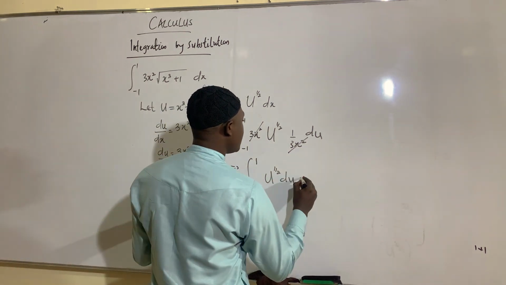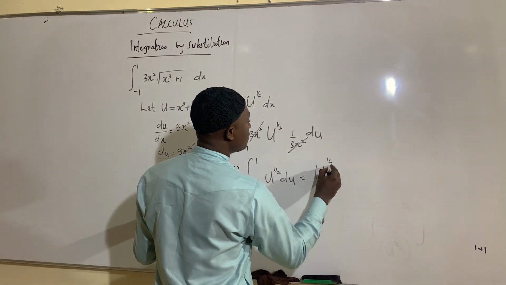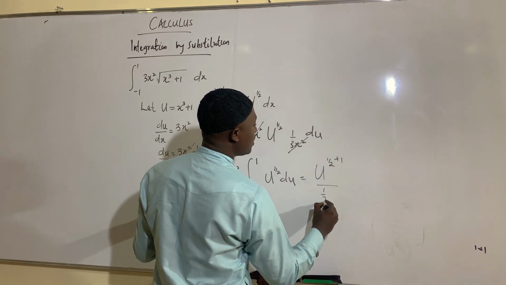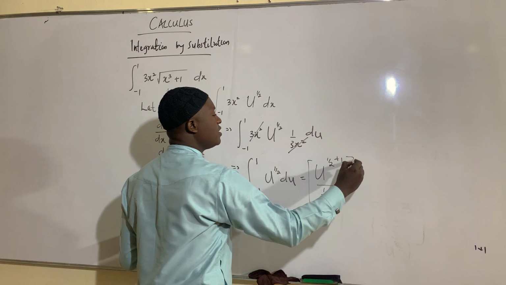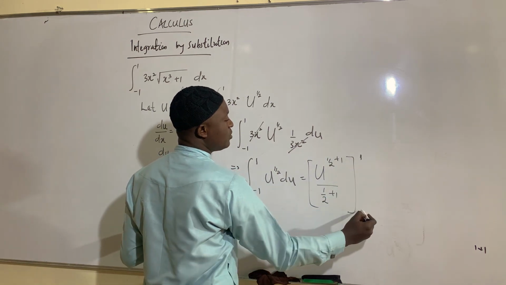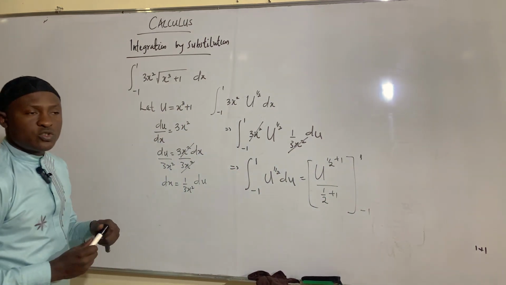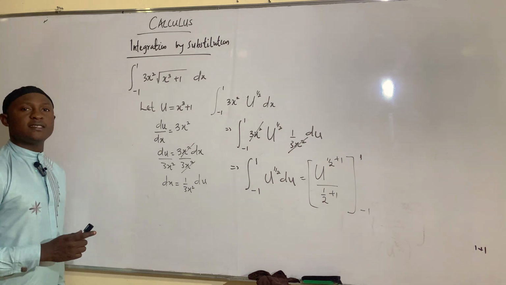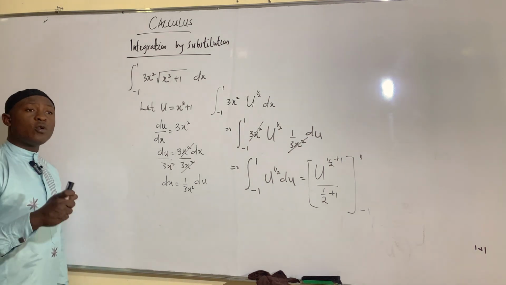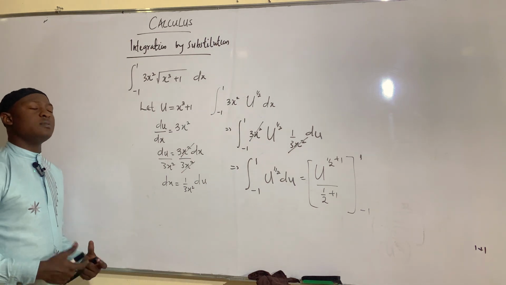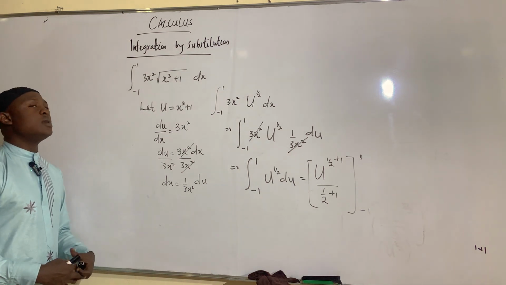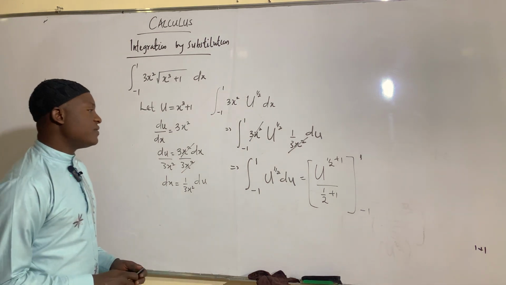So if I integrate this one, then I have u raised to the power of 1 over 2 plus 1, over 1 over 2 plus 1. Now you can see we have the upper limit to be 1 and the lower limit to be minus 1. The only difference between the one that we solved earlier is that in this case we have an upper limit and a lower limit, but in the other one there is no upper limit and lower limit. So after we finish integrating, we make a simple substitution for the value of x.